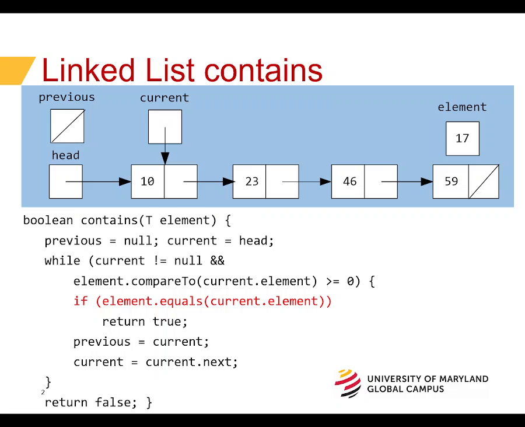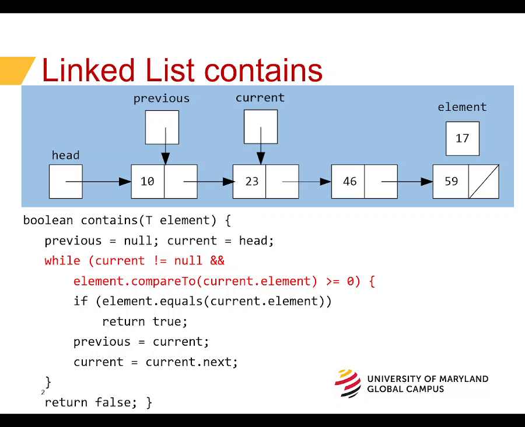Next, the value in the current element is again compared with the element searched for, but this time to see whether they are equal. 17 and 10 are not equal, so this condition is false. Had we been searching for 10, we would have returned true at this point. By assigning previous to current, the two-node window across the list momentarily collapses to one node. But the assignment of current to current next, which is the typical assignment in any linked list traversal, widens the window back to two nodes.